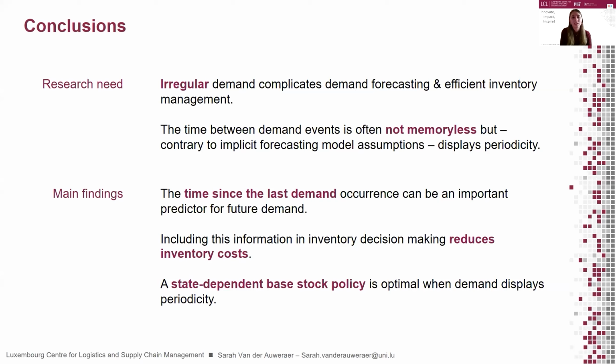So in conclusion, as we said, dealing with intermittent demand for forecasting and inventory management can be quite a challenge, and especially now that we see that more is going on than what is traditionally assumed in literature. For example, there could be periodicity present in our demand occurrences. So what we found is that using information on this periodicity and on the time since our last demand occurrence can actually help us to better predict and to better manage the inventories of the items that have this kind of demand. And we can show that a state-dependent base stock policy is optimal under such circumstances. And with that, I would like to conclude my presentation, and I'm very happy to take any of your questions.